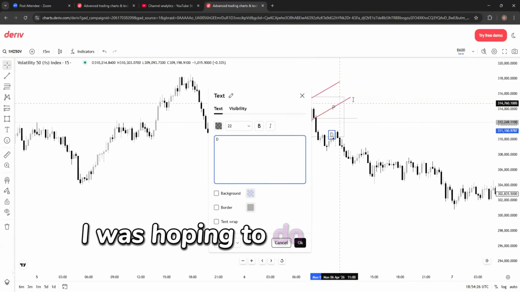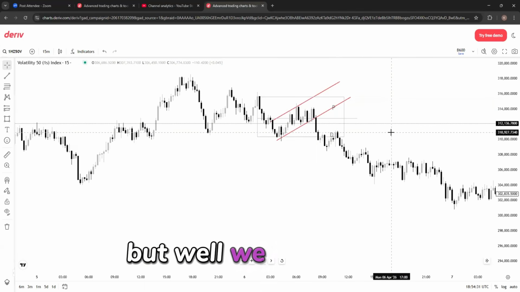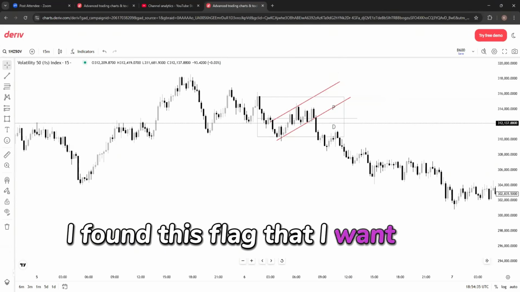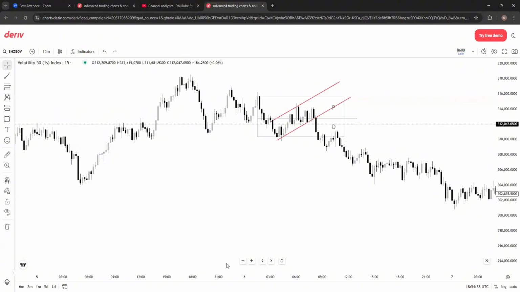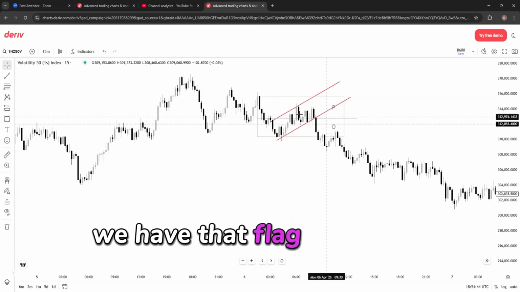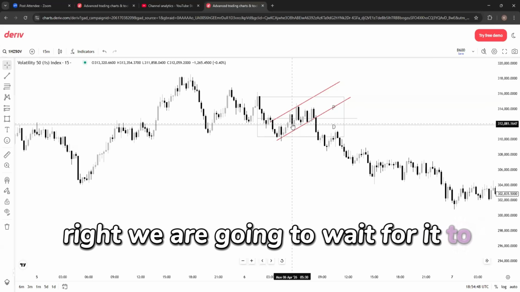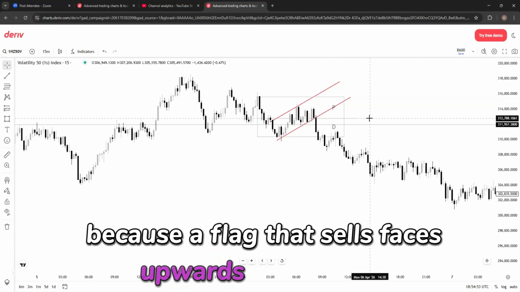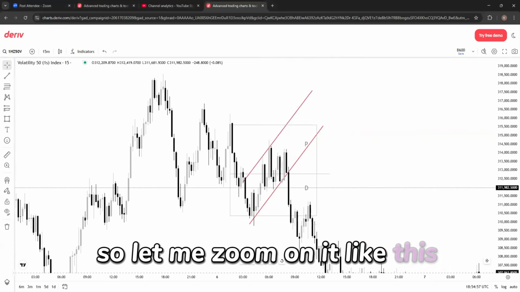I was hoping to do an example whereby I use a gap, but well, we'll do that, don't worry. It's just that I've found this flag that I want us to focus on. So now that we've seen that we have that flag, we are not going to buy it. We are going to wait for it to sell. Why? Because a flag that sells faces upwards, and that's it. So let me zoom on it like this.